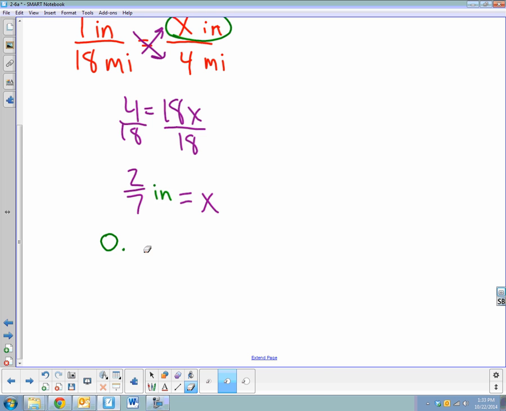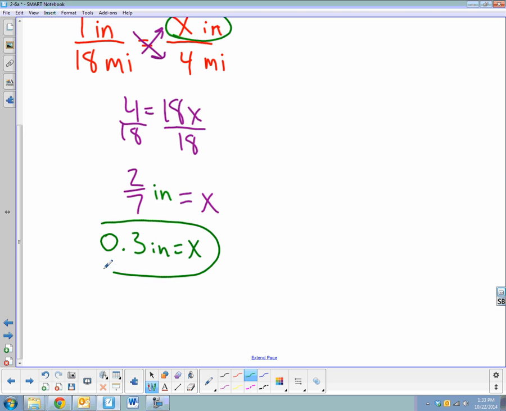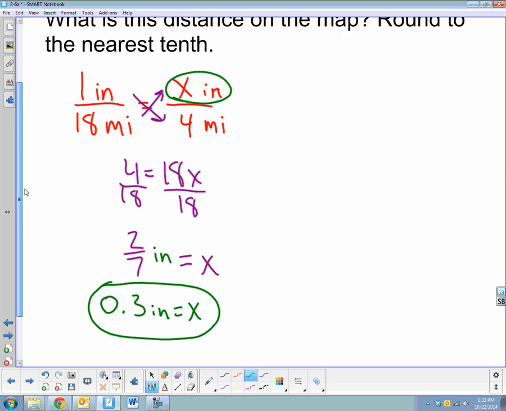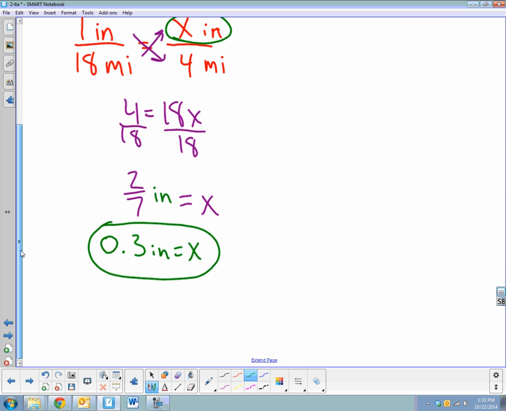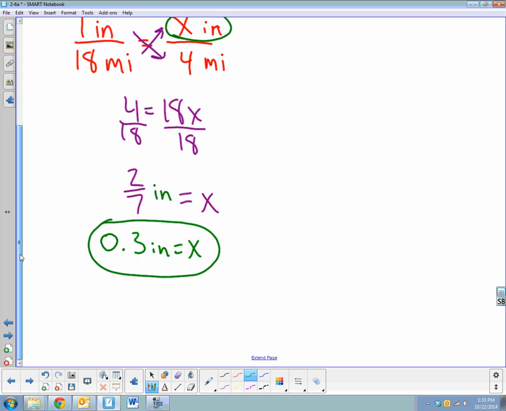When you're doing these problems, once you've written down your answer, go back and check the problem one more time and make sure you've answered the question exactly the way it's listed. So, round to the nearest tenth, 0.3 inches. And that's how we use these scale factors with a map.